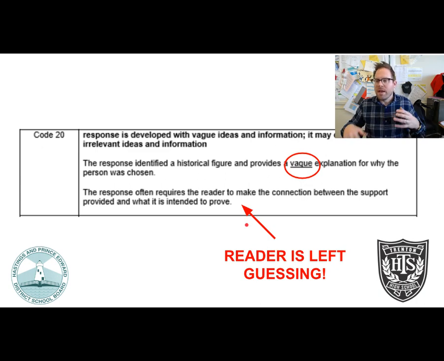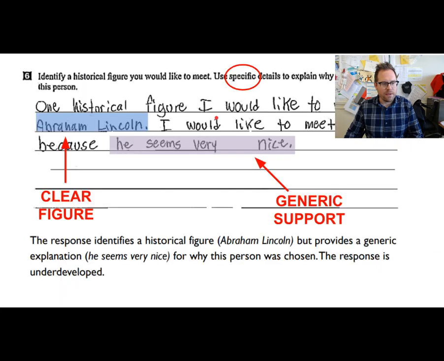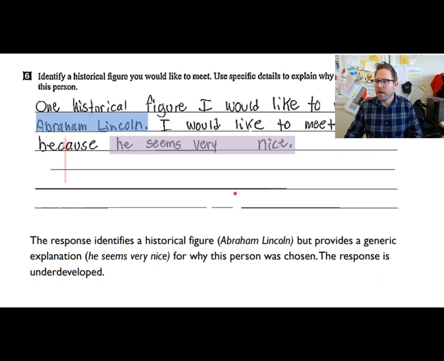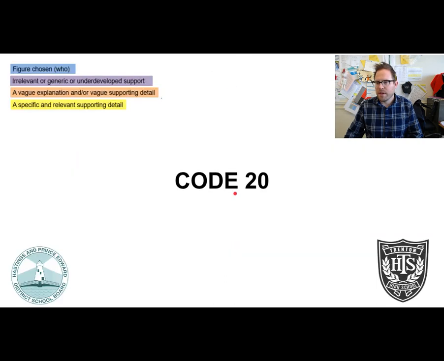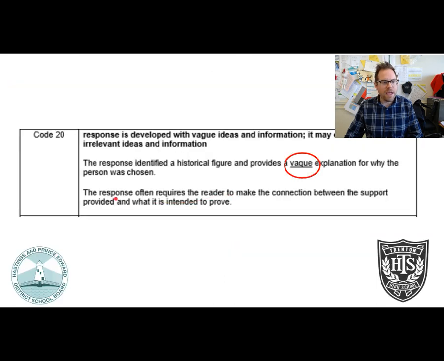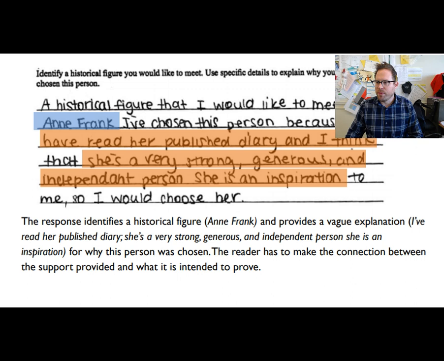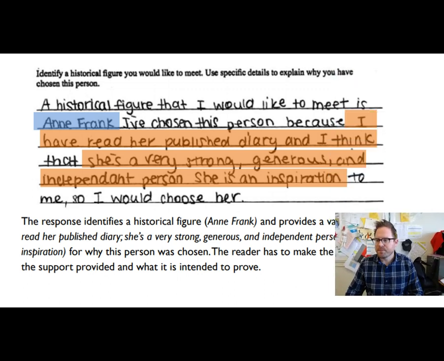Okay? So now we have a situation previously with code 10, right? With code 10, the reader was confused. Here, the reader is left guessing. They're left guessing in terms of the connection between why you selected that historical figure, your historical figure, and the reason you actually selected that historical figure. They're left guessing to making those links. Okay? So here's an example. Let's take a look.